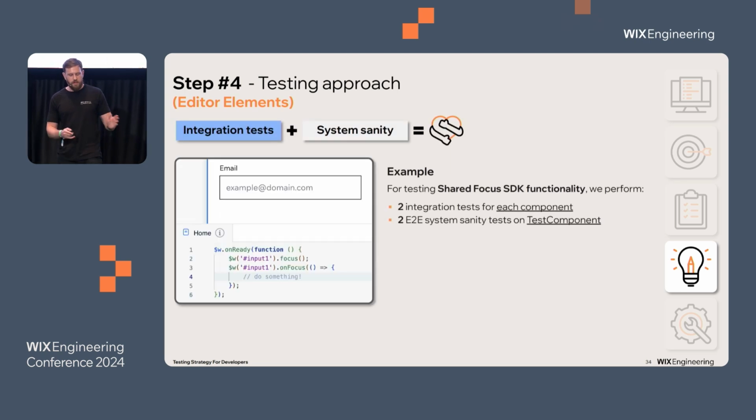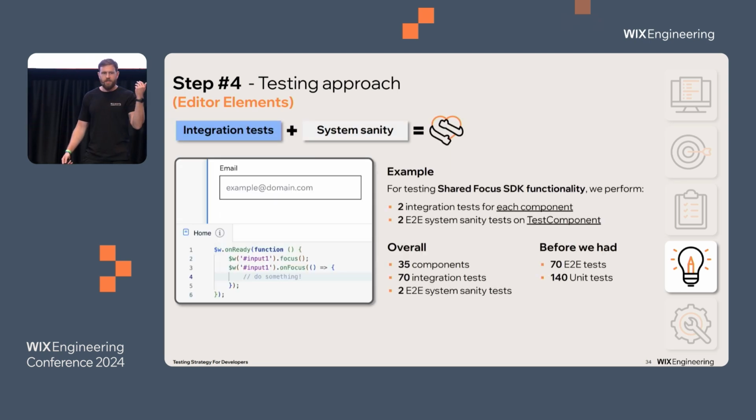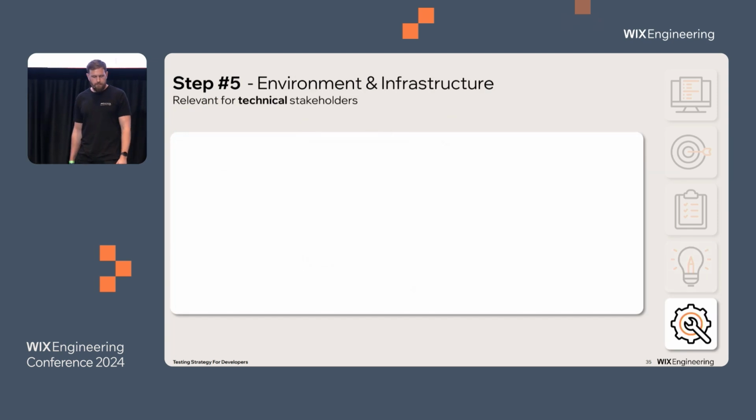Now this approach with integration and system sanity tests, we will go back to the example of the shared functionality. So now we only need to perform 2 integration tests for each component, and we will have 2 system sanity tests on a general test component. So now, for these 35 components with the focus functionality, we will have 70 integration tests, but only 2 end-to-end system sanity tests. Before we had 70 end-to-end tests and 130 unit tests. So it's already a lot better, and we understand that we reduced a bunch of end-to-end tests.